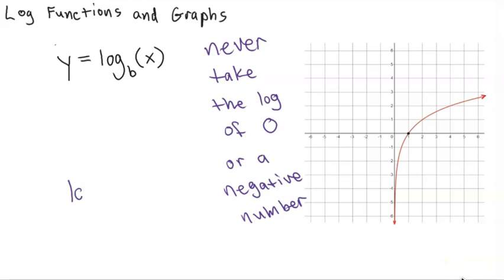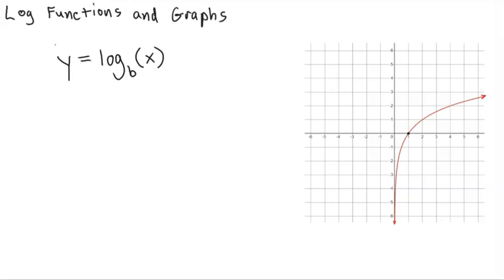So if we tried to do log base 2 of, let's say, negative 4, well, there is no exponent k such that 2 to the k power equals negative 4. There is no exponent on 2 that would give us negative 4. Similarly, we couldn't do log base 2 of 0 because there is no exponent that would give us 0 as an answer. Therefore, we can never take the log of 0, and we can never take the log of a negative number. Now, we can look at this another way.